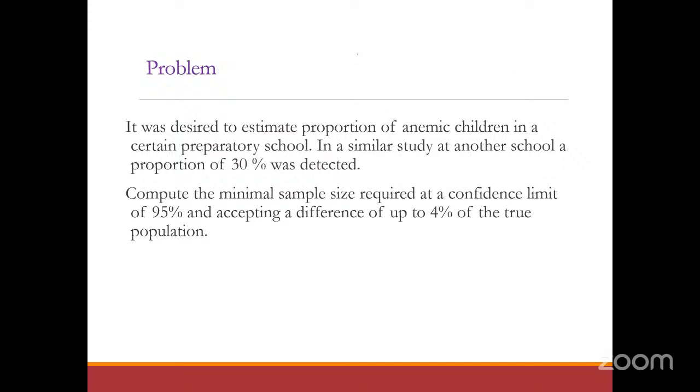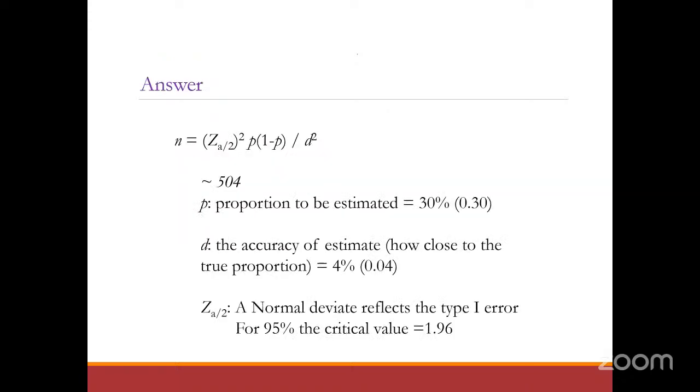For 95% confidence, the Z value is 1.96. Next slide. We have the proportion to be estimated, 30%. D is 4%, meaning 0.04, and the Z value is 1.96, the critical value. If we put these numbers into that formula, we get 504. This is the absolute number.